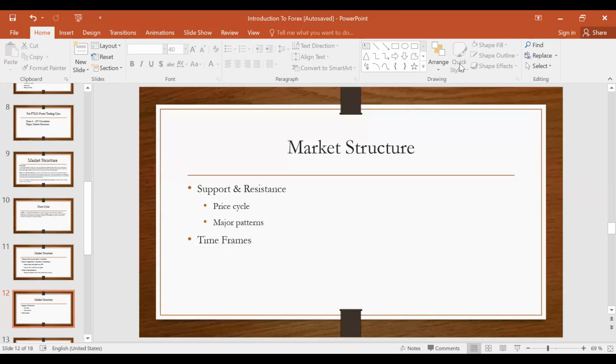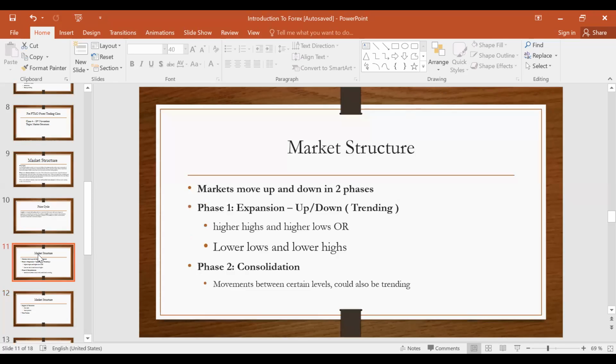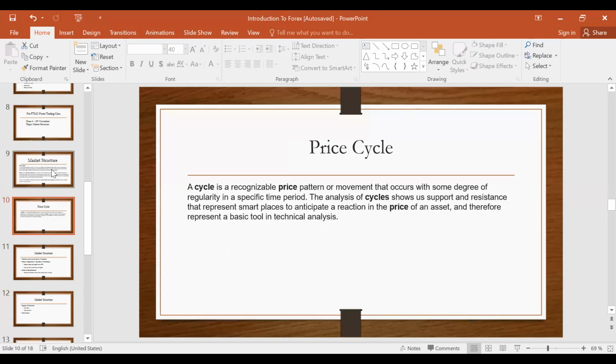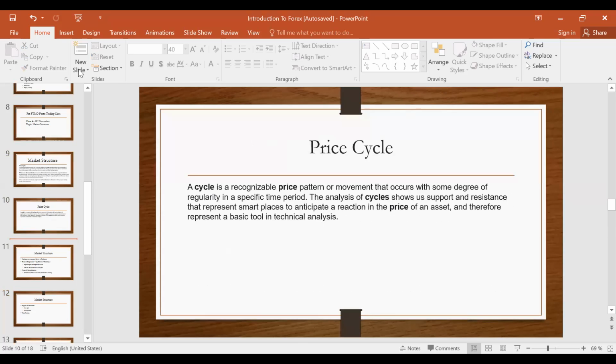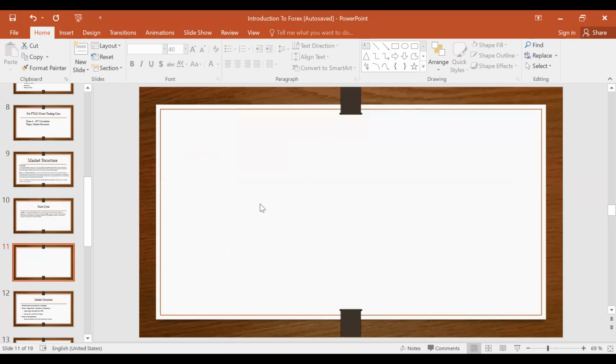We were talking of the market structure. And in the market structure, we looked at the price cycle, what the price cycle is. I will go back to that point and see if I can re-emphasize the importance of the market cycle.